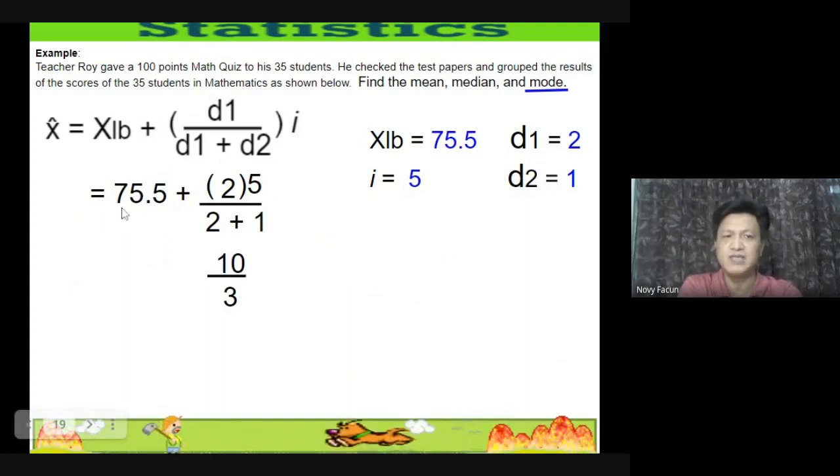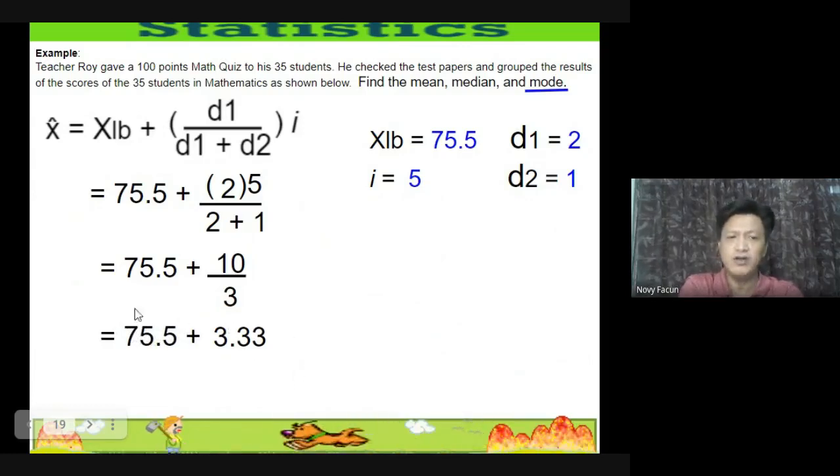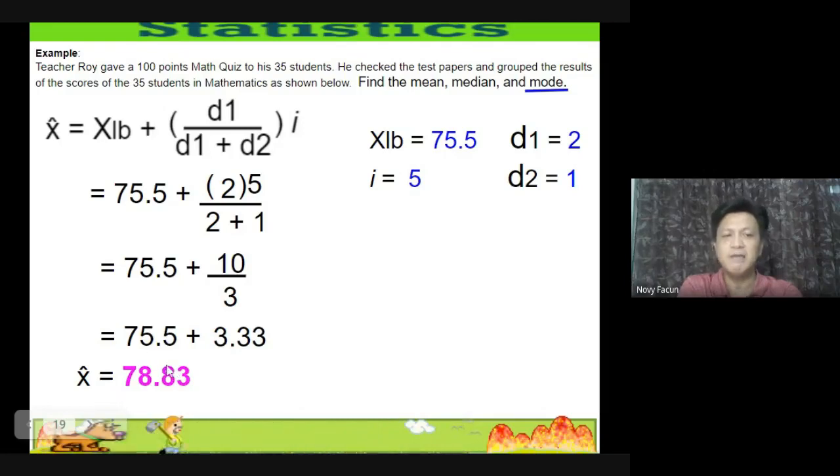Bring down muna natin yung 75.5. Hindi pwede i-diretso i-plus yan. Kasi di ba, mauuna yung divide or multiply before the add or subtract. So, therefore, i-divide natin yung 10 divided by 3. So, that is 3.33. So, that is repeating decimal, no? Bring down natin yung 75.5. Ngayon, i-plus na natin sila. So, meaning to say, the mode is 78.83. Ito yung value ng mode natin.